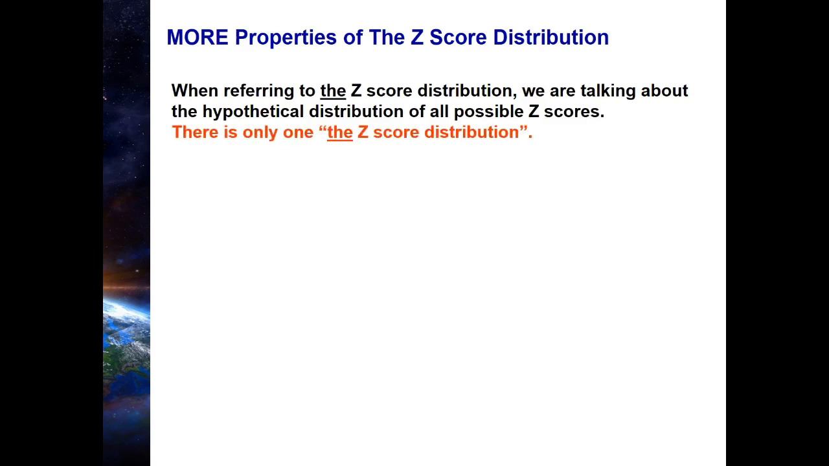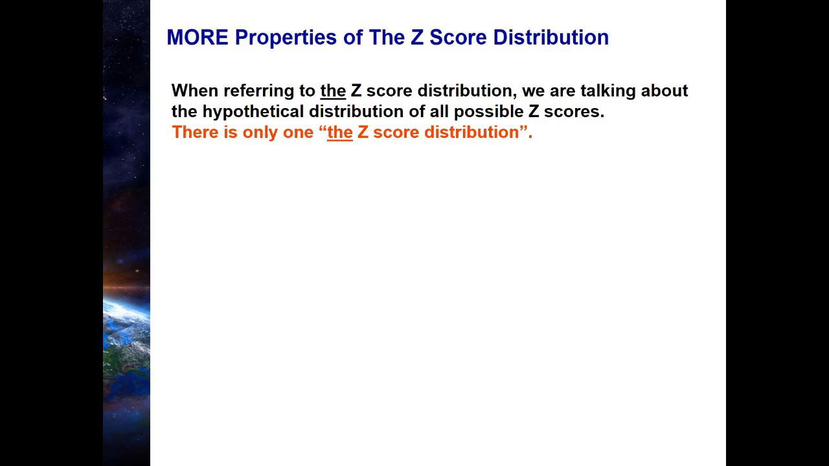That means there's only one of them. How can you have more than one of these if the z-score distribution is a plot of everything? There is no other distribution. If you're talking about the z-score distribution, there's only one.